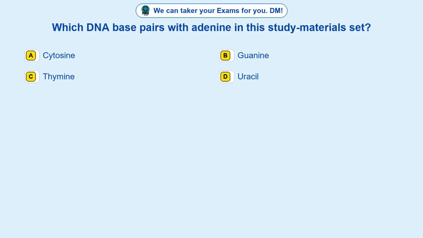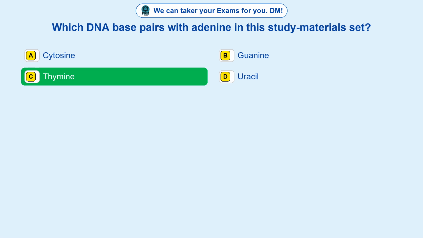Question 7. Which DNA base pairs with adenine in this study materials set? Option A, cytosine. Option B, guanine. Option C, thymine. Option D, uracil. The correct answer is option C, thymine.